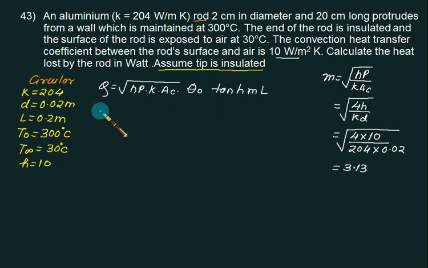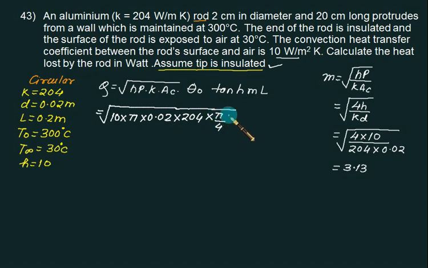Just substitute all values. h is 10, perimeter is pi d, pi into 0.02, k is 204, A_c is pi by 4, 0.02 square, theta 0 is 300 minus 30, into tanh. The value of m is 3.13 and L is 0.2. So if you substitute mL, it is 0.042. If you substitute all values, you will get an answer equal to 30 watts.